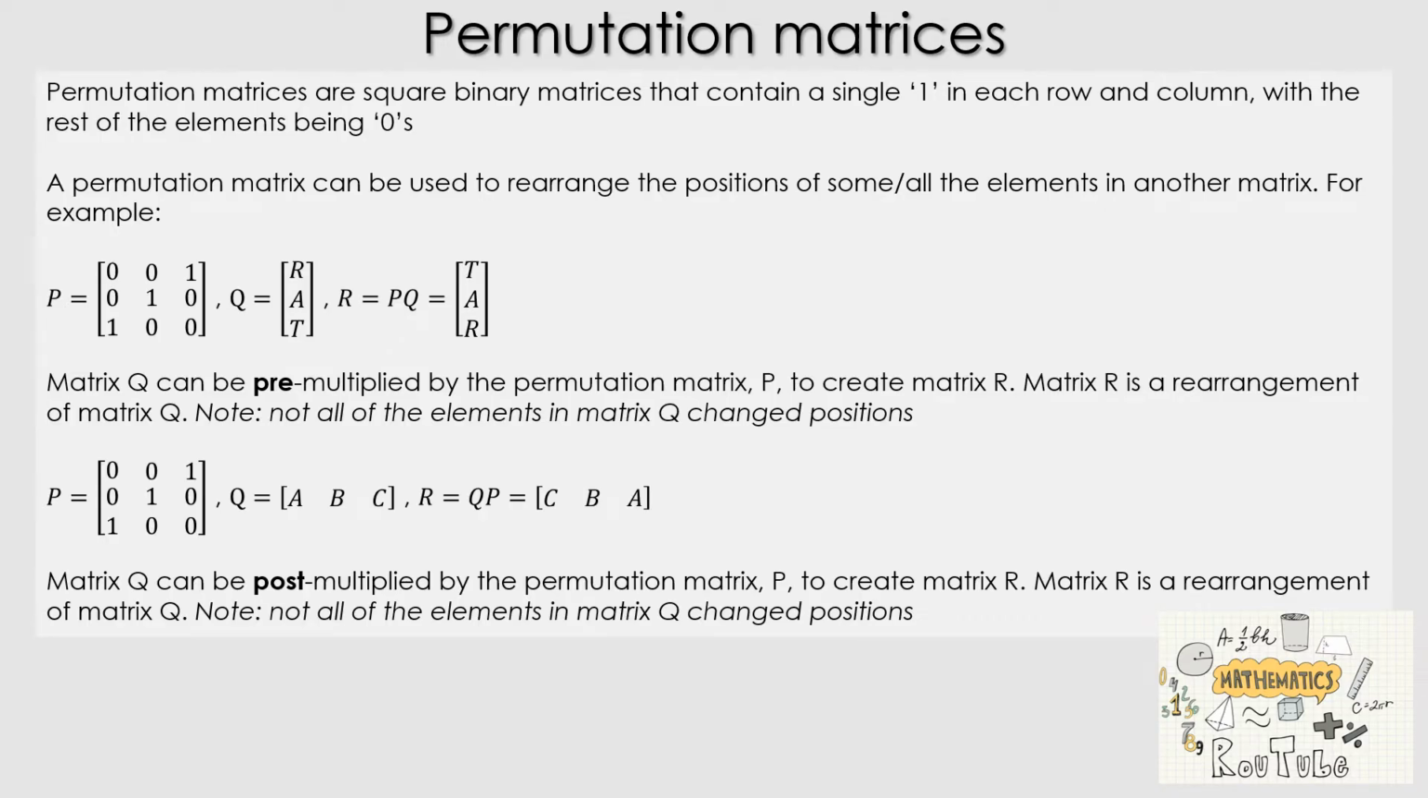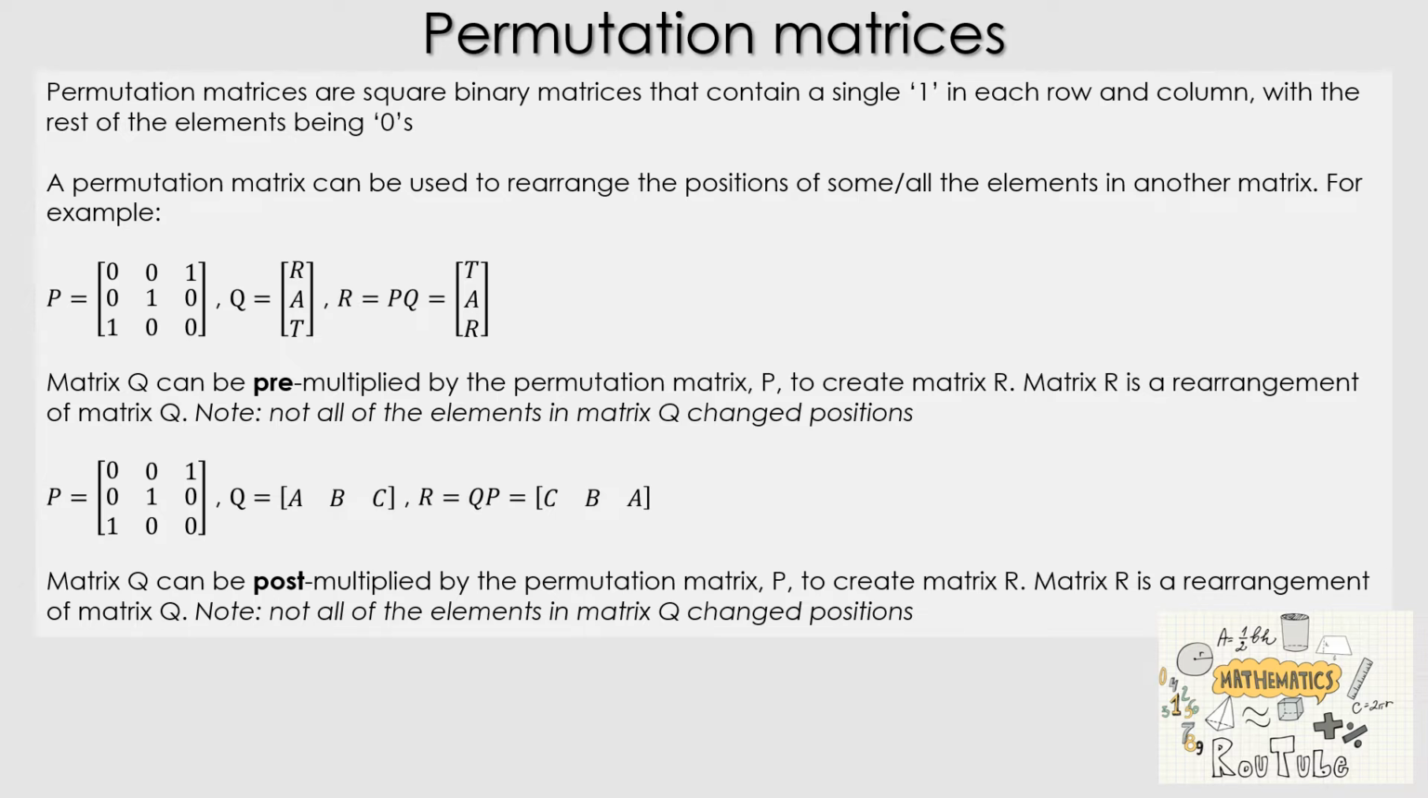Okay, so I thought I'll start just by giving a really brief and basic introduction into permutation matrices and what they actually are. So permutation matrices are square binary matrices that contain a single one in each row and in each column, with the rest of the elements being zeros.